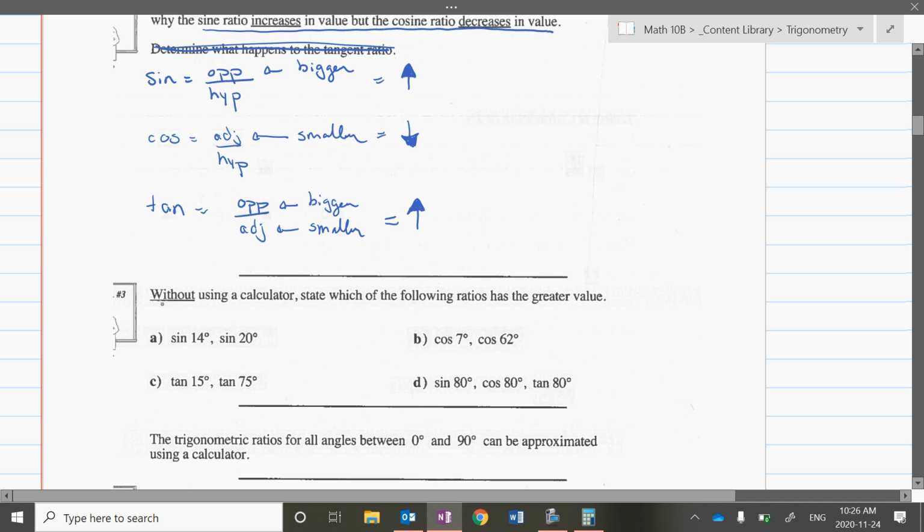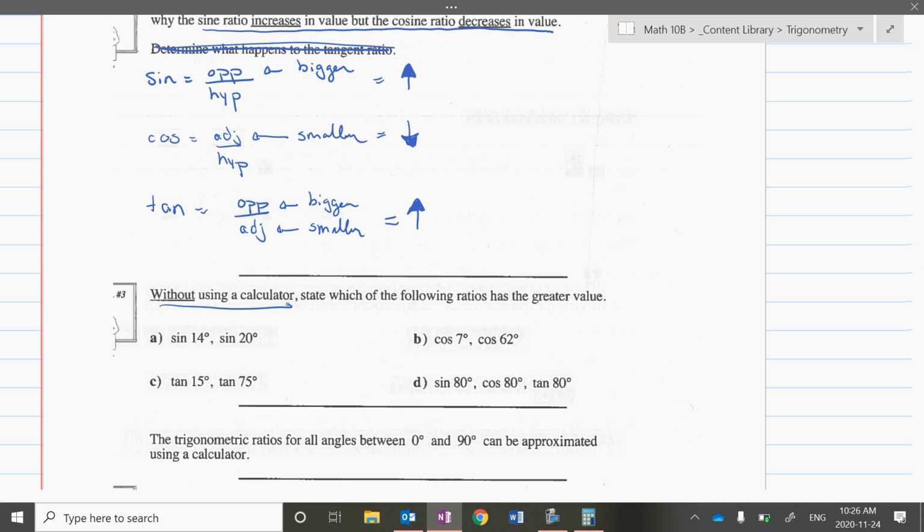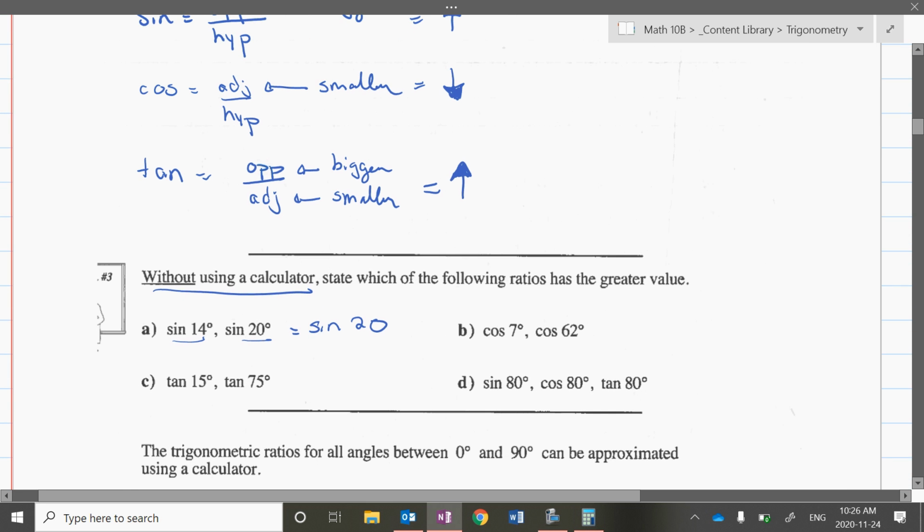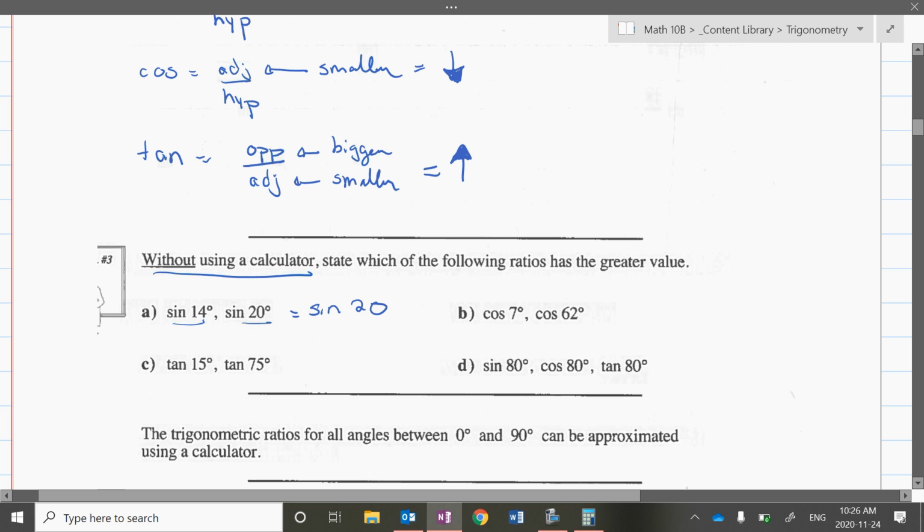So if we're not using a calculator, which ratio is going to have a greater value or closer to 1, right? Because usually these are all going to be decimals. The sine of 14 versus the sine of 20. So as my angle got bigger overall, the opposite side's getting bigger, so the sine of 20 is going to have a bigger ratio value. When I compare tangents, the bigger the angle, the larger that ratio, so the tan of 75 is going to be larger.